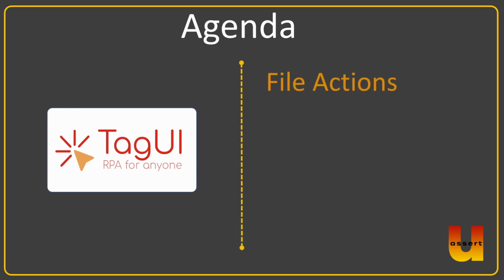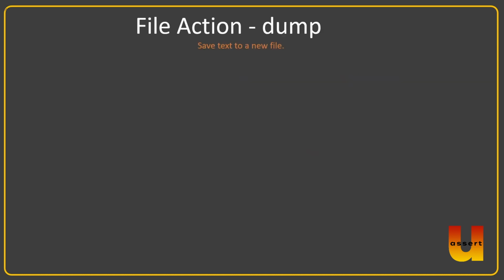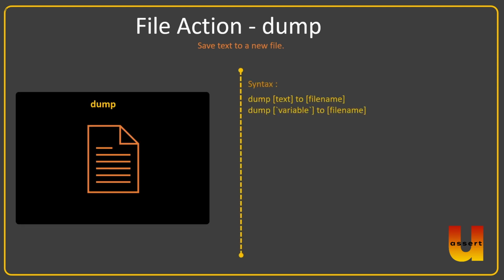In this session, we are going to see file actions. As part of file actions, we are going to see a method called dump. Dump is a file action which saves text to a new file. It always creates a new file.